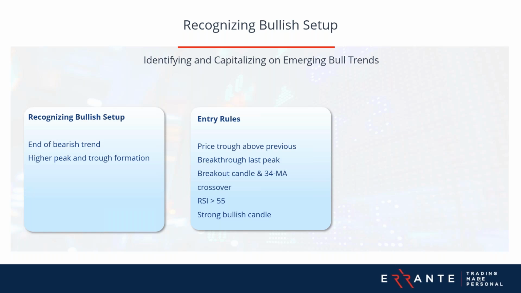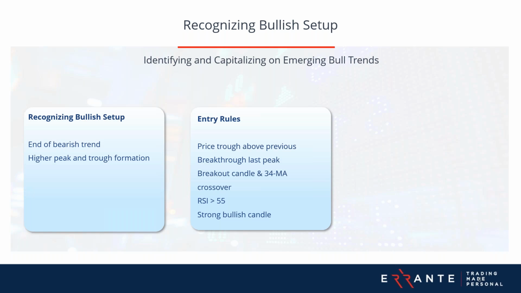The next one, as you see here on my slide, is the breakout candle and MA crossover. A key confirmatory signal is the breakout candle closing above the 34 period moving average. It can be a WMA or EMA, it doesn't matter. It depends on the instrument you are trading and also your preferences. But the important thing is that these tools should serve as the first confirmation of bullish momentum.